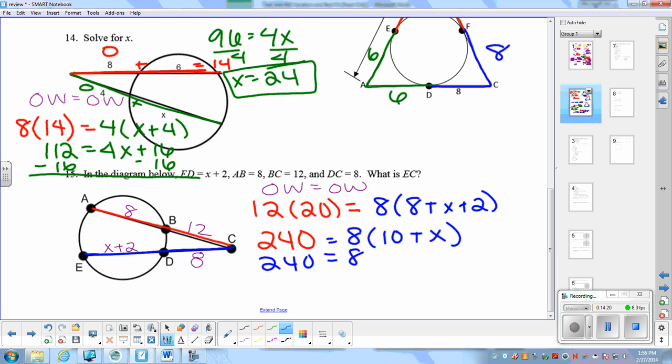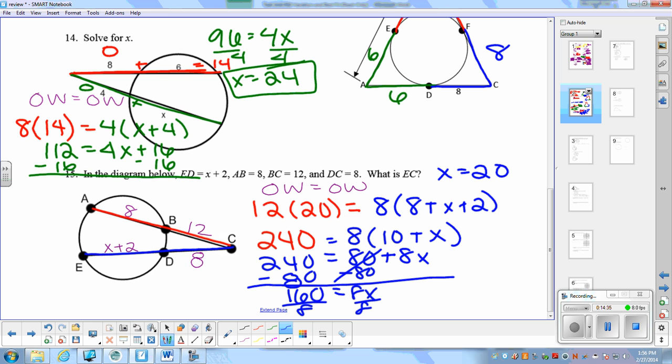So 240 equals 80 plus 8x. And then I subtract. So I get 160 equals 8x. Divide by 8. I get that x is 20. Then I'm looking for EC, so I need to figure out this whole line. X is 20, so I plug it in. 20 plus 2 plus 8. That gives me that EC is 30.